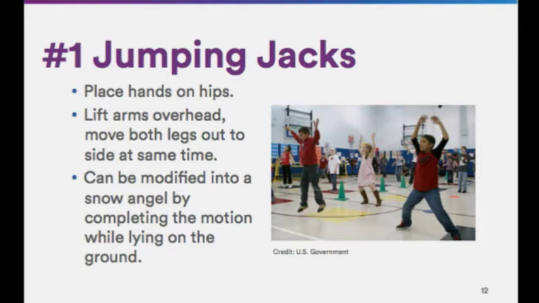Younger kids might put their hands on their hips and just move their legs, or even think about changing a jumping jack and turning it into something like a snow angel. So for kids who are learning about coordination, they can lie on the ground and then move their arms and legs at the same time.